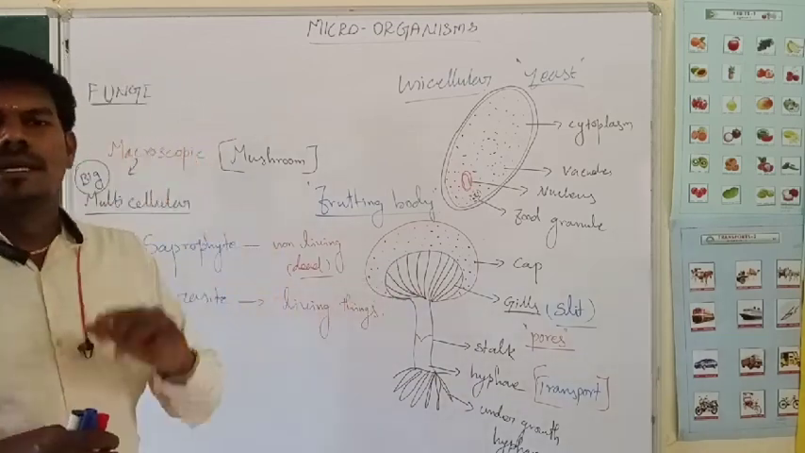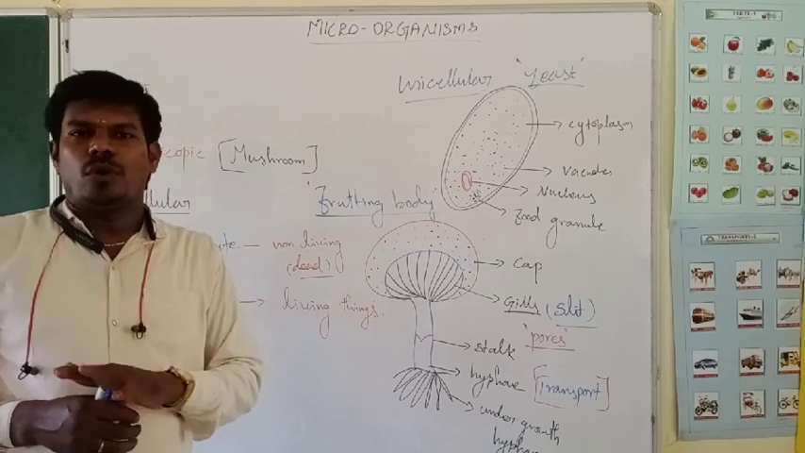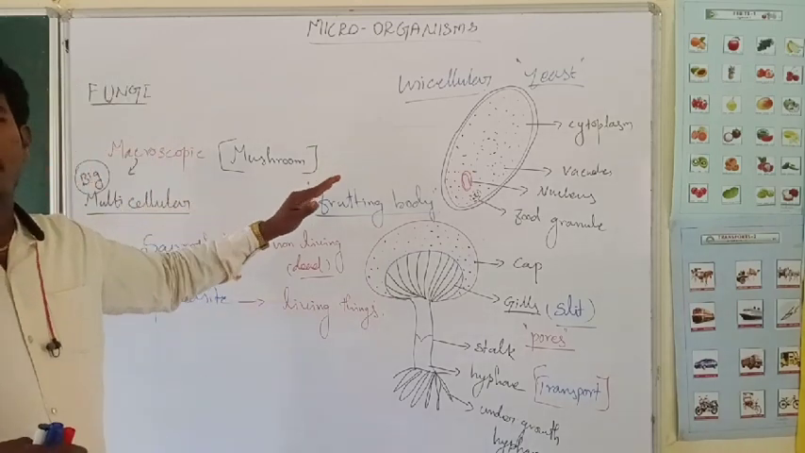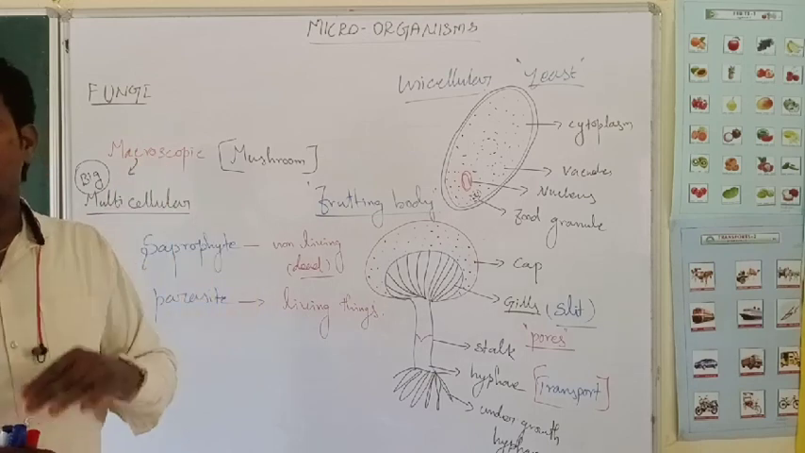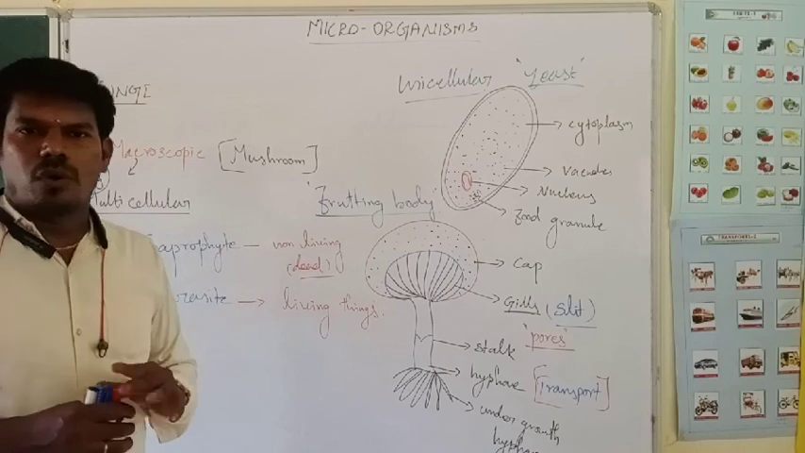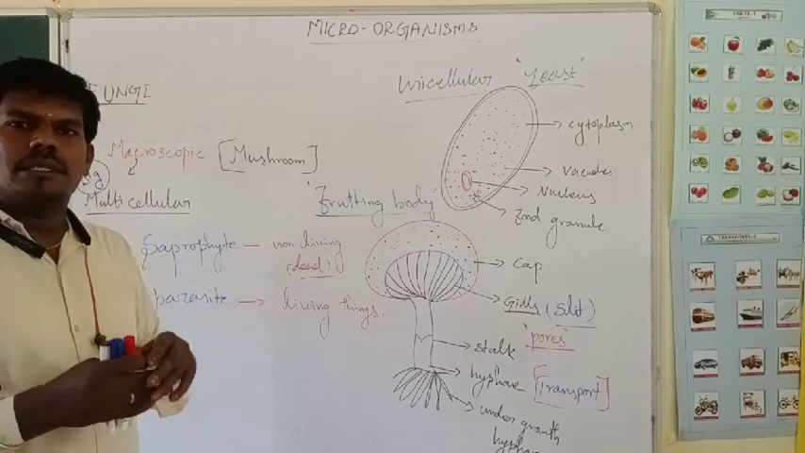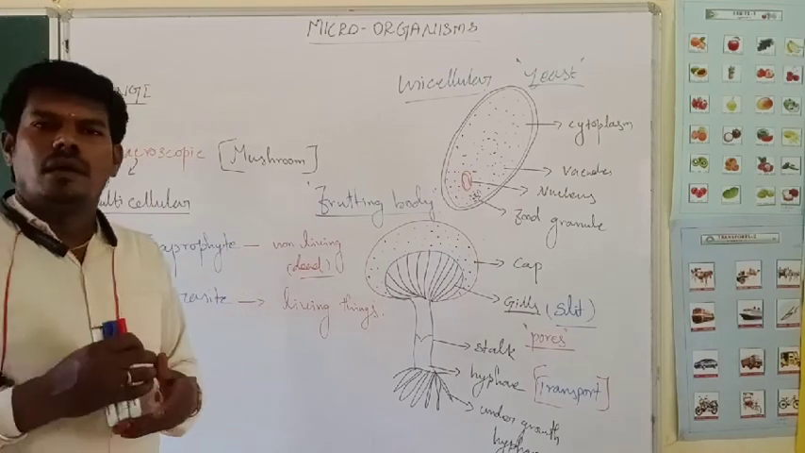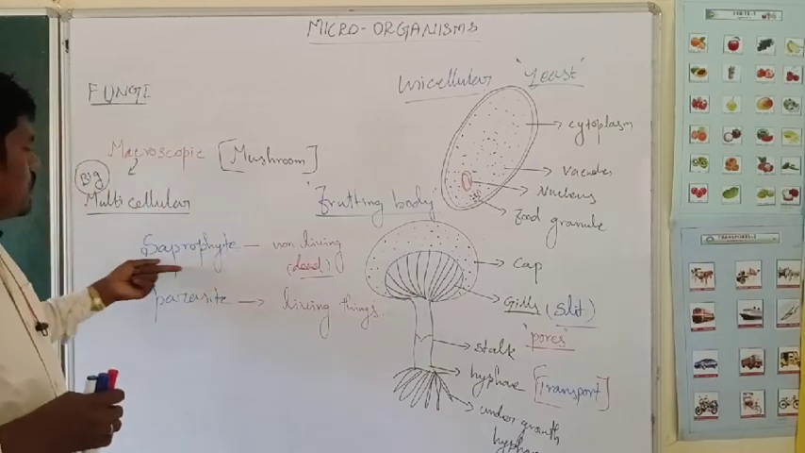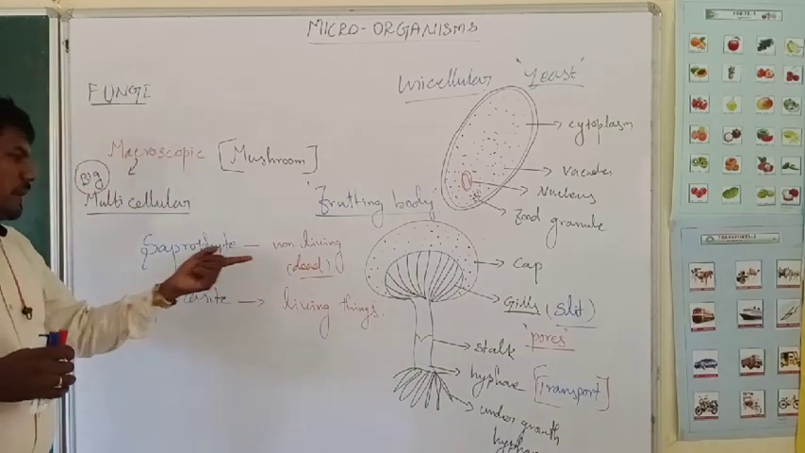There are only two kinds, auto and hetero. Fungi are involved only in heterotrophic nutrition, not autotrophic nutrition, because, as you know, fungi lack chlorophyll. Chlorophyll is absent, which means the organism is not involved in its own food preparation. And here there are two types of heterotrophic nutrition.